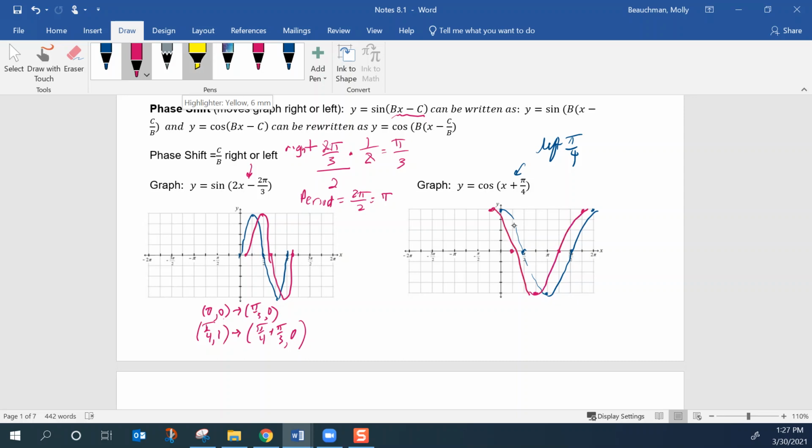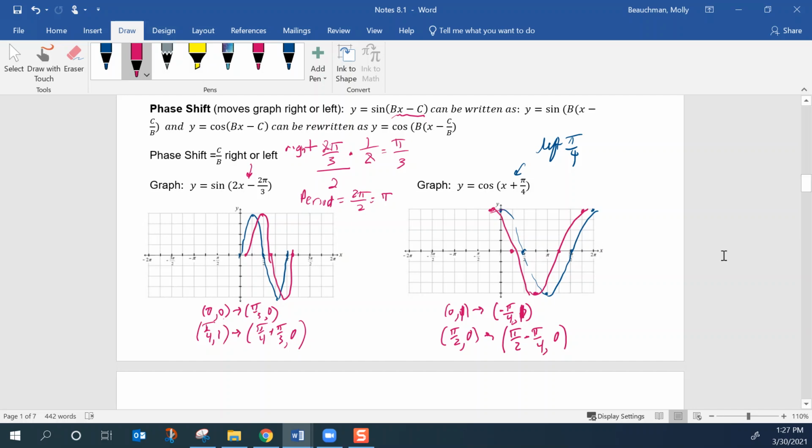If you want to find what those actual coordinates are, take your key points, 0, 0. It's going to move to the left pi over 4. So that's going to be now negative pi over 4, 0. Take your coordinate pi over 2, 0. That's going to be pi over 2 minus pi over 4, 0. And you'd get a common denominator and add together your fractions. So to move each of the key points, subtract pi over 4 from each of the x values.